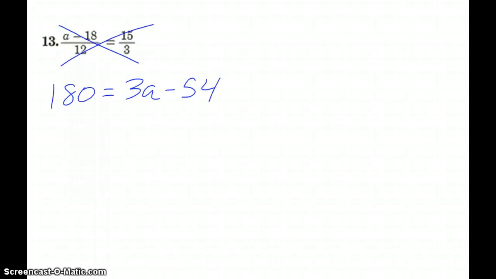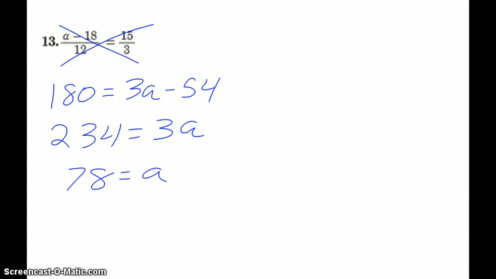Same process here, we're going to use the cross products. 12 times 15 is 180, and 3 times a is 3a, and 3 times 18 is a negative 54. Now I add 54 to both sides. That is 234 is equal to 3a. Divide both sides by 3, and I get 78 is equal to a.